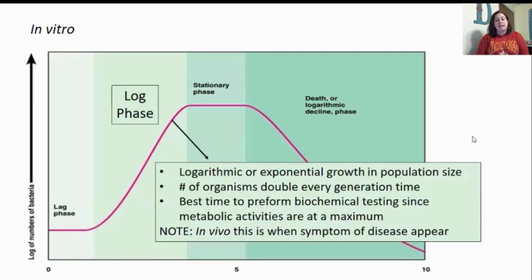Then we move into the second phase, known as the log phase. This is where we actually have logarithmic or exponential growth, and you can see in the chart that it has a huge spike in the growth of the population. The number of organisms can double every generation time. The best time to perform biochemical testing is during this time because all of the cells are very metabolically active, and a lot of these tests are looking at those metabolic components in order to create positive or negative tests. Note, in vivo, this is when symptoms of the disease would start to appear. This is where the person, if they have contracted the disease, starts to show some of those symptoms, whether it's a fever, a cough, runny nose, things like that.